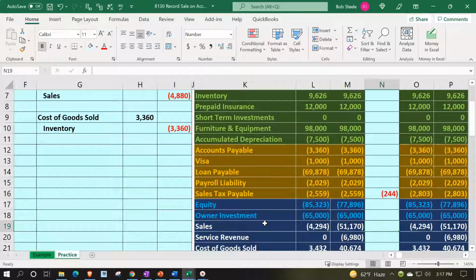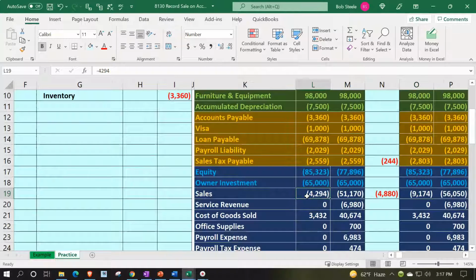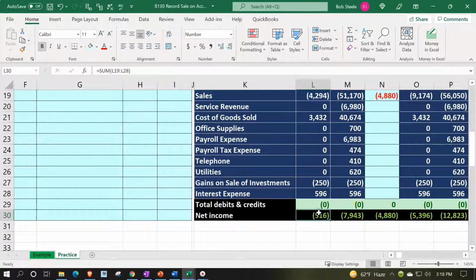Then we've got the sales revenue account. Sales in the revenue side of things in N19 is going to be equal to that 4,880. That increases both sides, but we have a different end result because we started at, for the month, 4,294, increased by 4,880 to the 9,174. For the year to date 2 months, we had the 51,170 increased by the 4,880 to the 56,050. Down below, we had net income on the month of the 516 increased by the 4,880 to the 5,396. On the year to date, we had the 7,943 net income increased by the 4,880 to the 12,823.